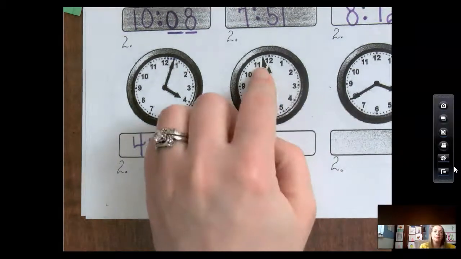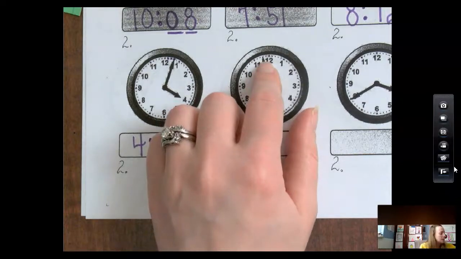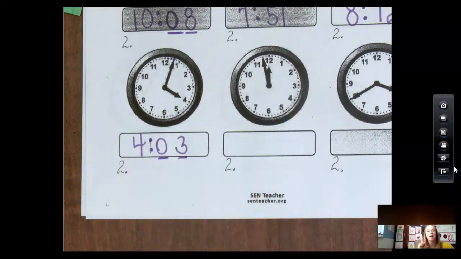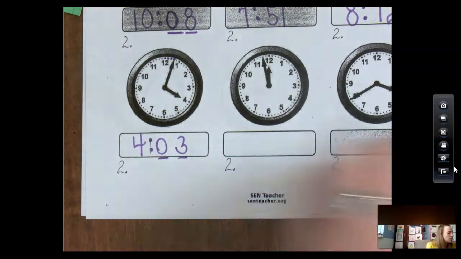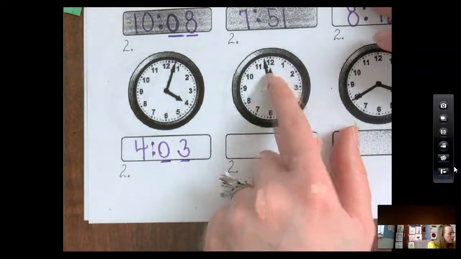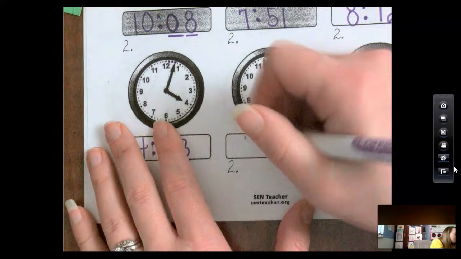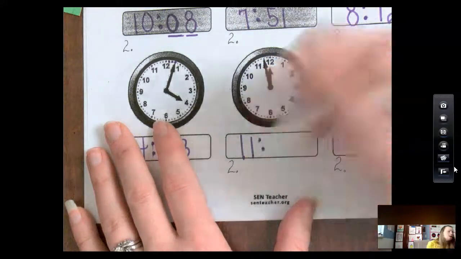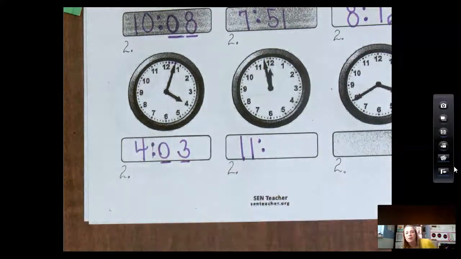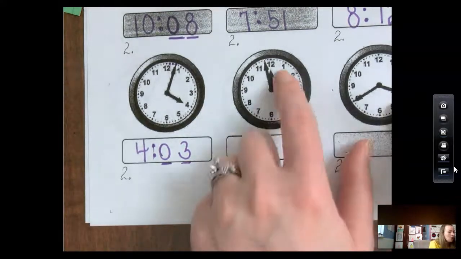This minute hand has not yet hit this 12. And because it has not hit that 12, it is not yet 12 o'clock. So even though it looks like it is 12 o'clock, until this hits this, it is not 12 o'clock. It's actually only 11. Okay? So you have to be super cautious with that because a lot of kids want to say that it is 12 o'clock, and that is incorrect. So it is 11.